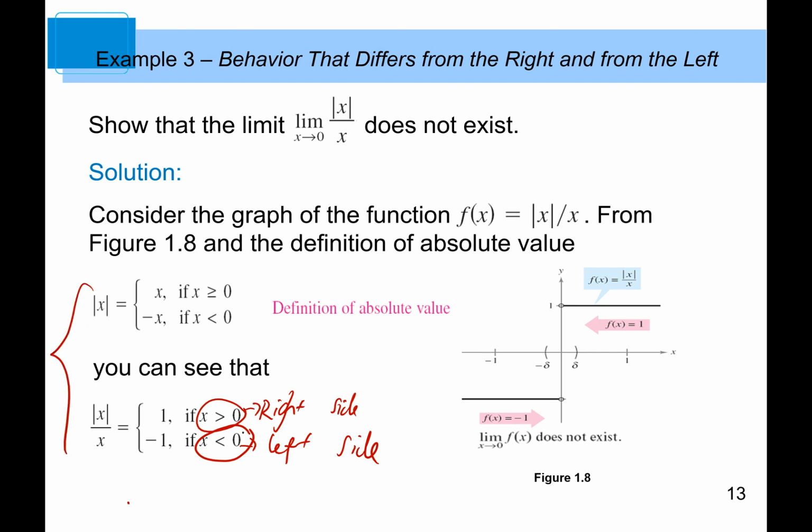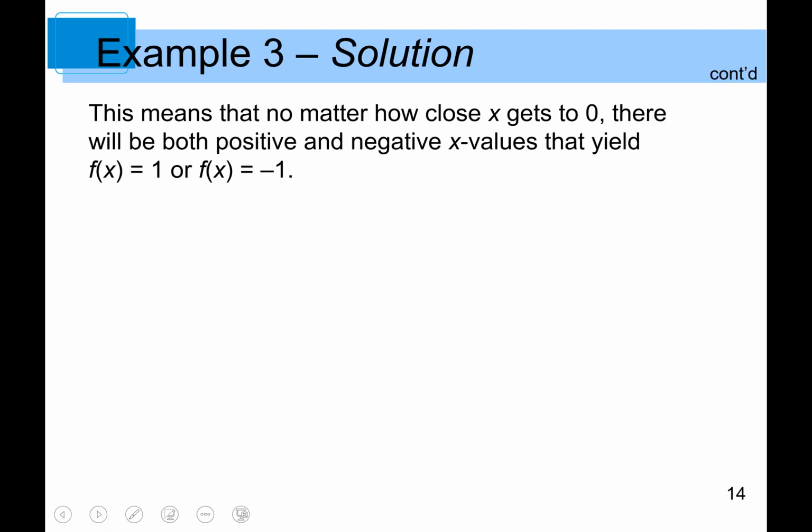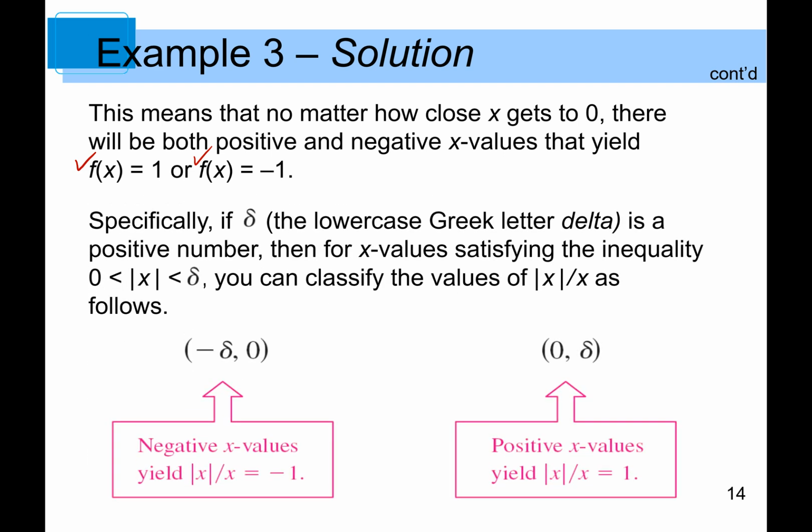And graphically speaking, when x approaches 0 from the right-hand side, the limit is 1. From the left-hand side, the y value approaches -1. This is -1 right here. And these two numbers do not converge, meaning they're not the same. So the limit of f of x when x approaches 0 does not exist for this particular function. This means that no matter how close x gets to 0, there will be both positive and negative x values that yield f of x equals 1 and f of x equals -1. So that means the limit does not exist.